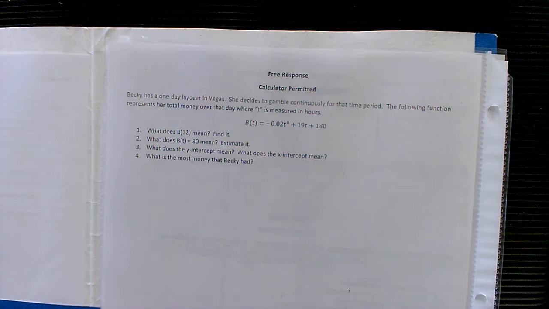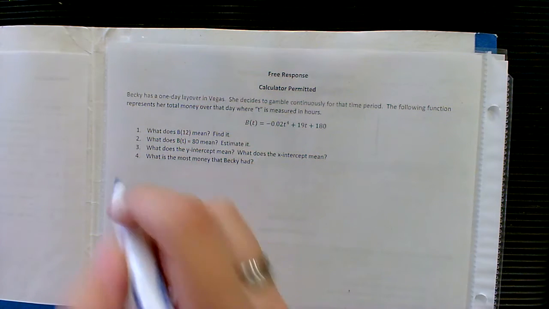So we have this lovely lady, Becky, who's in Vegas, and she's gambling, okay, just having a little bit of fun, not too much, right? And we have an equation that's modeling how much money she has during this one-day layover. So we're asked a few questions about this particular scenario. Any takers on number one? What does B of 12 mean? And find it. Go ahead, Sarah.